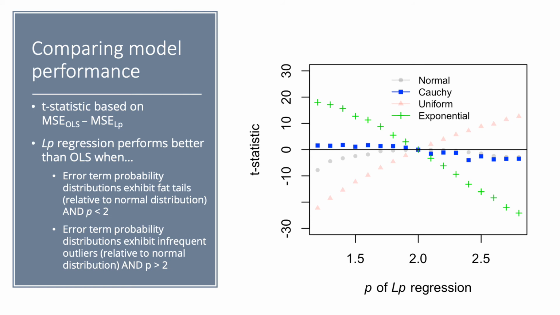For models with Cauchy and exponentially distributed errors, the t-statistic was positive for p's less than 2, meaning that LP regression performed better than OLS, and negative for p's greater than 2, meaning that OLS performed better than LP regression. Intuitively, this makes sense because the exponential and Cauchy distributions exhibit heavy tails, meaning increased likelihood of outliers and beneficial for lower p's. We saw the opposite results when the error term was uniformly distributed, such that LP regression performed better than OLS when p was greater than 2 and worse when p was less than 2. This is what we expected because lowering p is good for modeling in the presence of outliers, so raising p must be beneficial for lack of outliers.